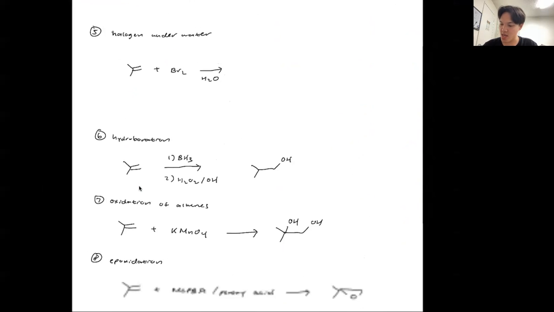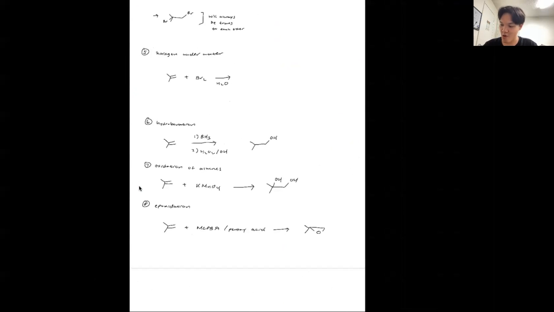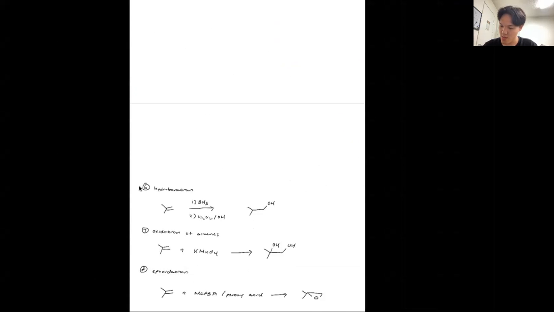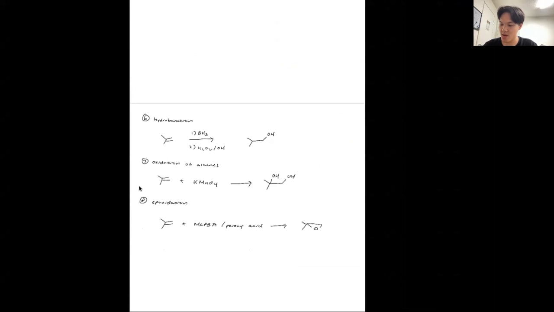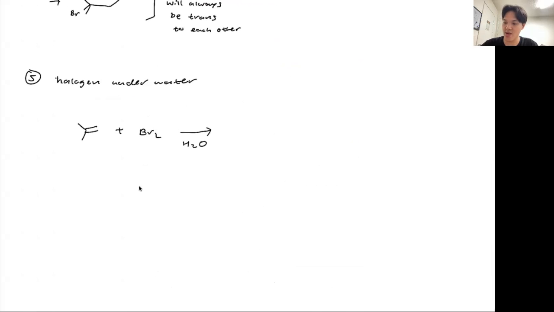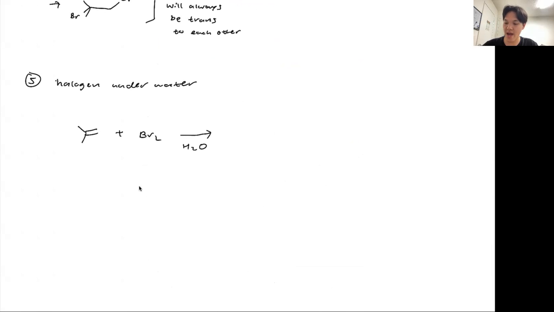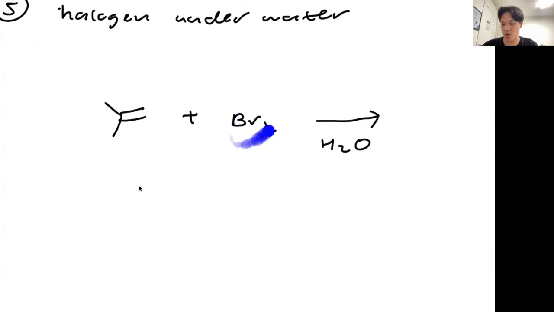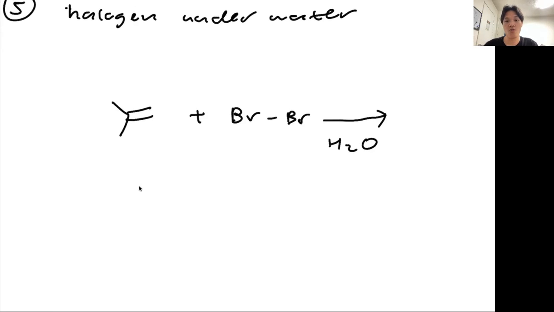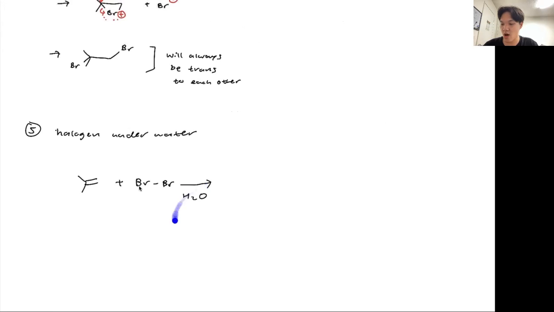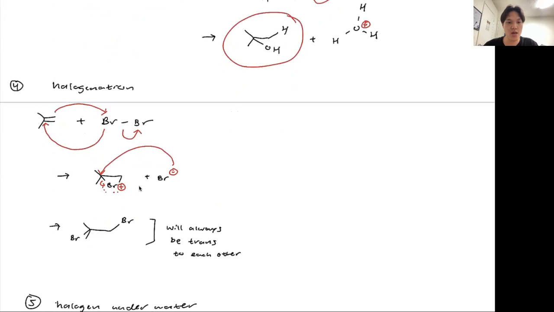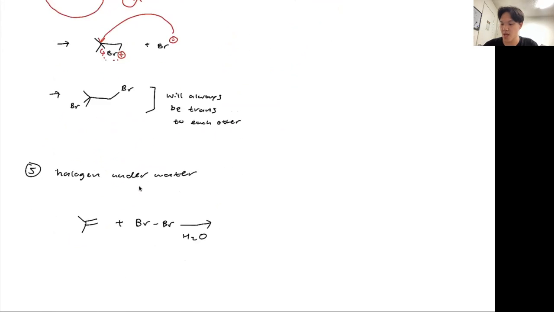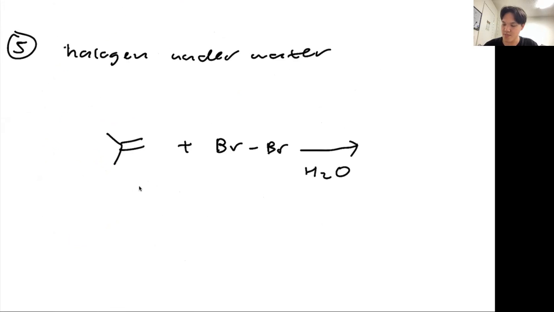Okay. And then our next reaction is a halogen in water, right? So let's move that down here. As you can see here, we have our dibromo species, Br2. I should probably draw it out so it's easier to see. And then the only difference here is now we have a solvent. It's in water. Here, we never had a solvent, right? So let's see what happens here.